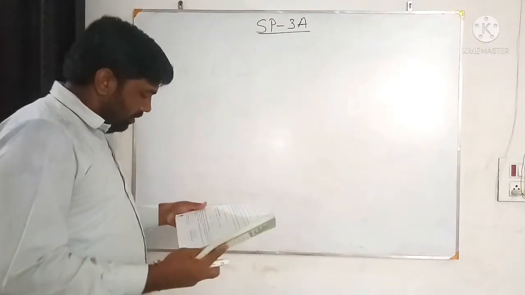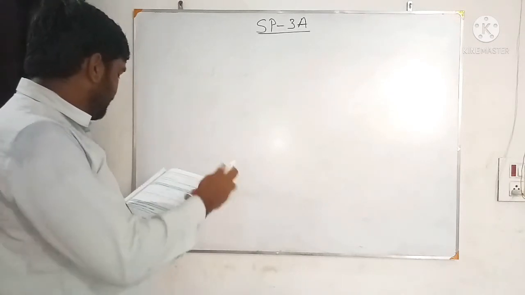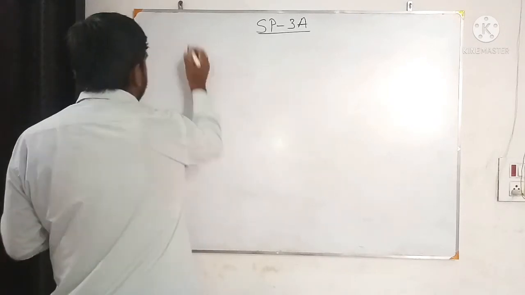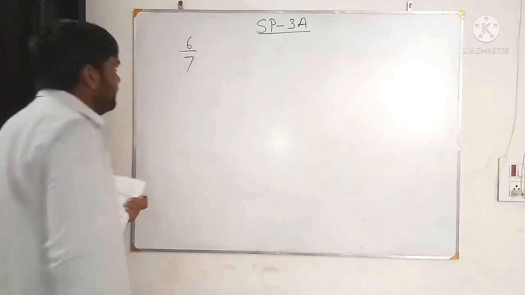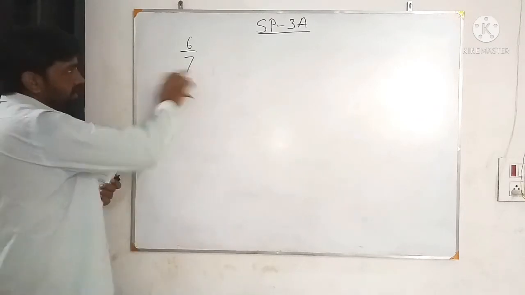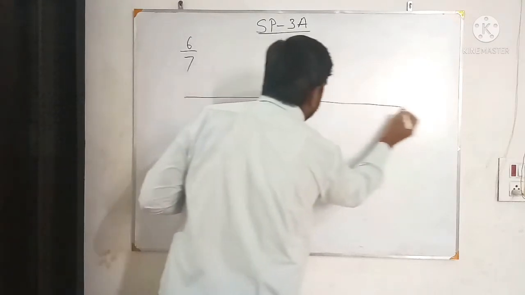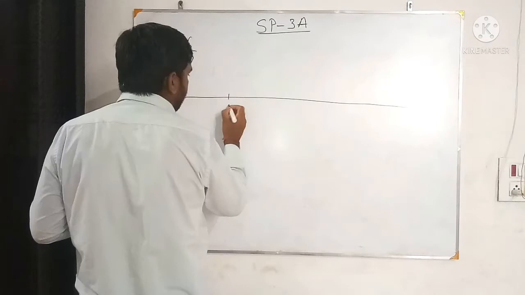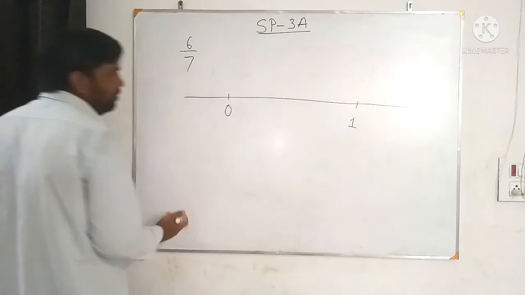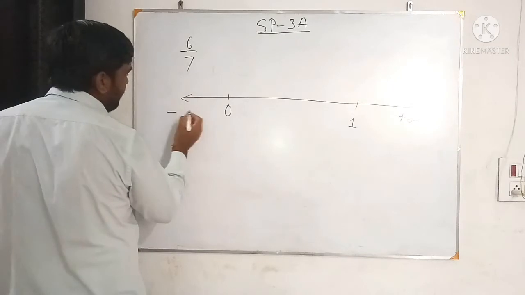So if you want to represent any rational number on the number line, suppose you want to represent 6 by 7. 6 by 7 is a rational number and you want to represent it on the number line. Since 6 by 7 is a proper fraction, its value should be less than 1 and greater than 0. So draw a straight line and start from 0. This is 0 and this is 1. After that, there will be 2, and so on. Here is plus infinity, and on the left hand side will be minus infinity.